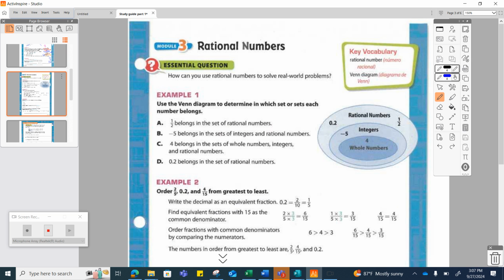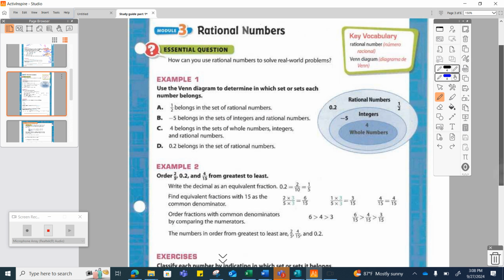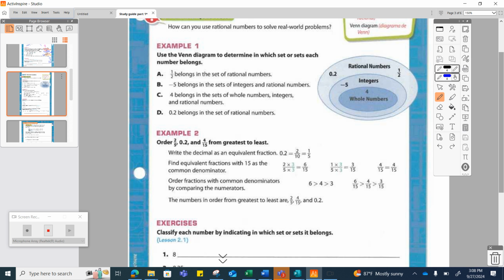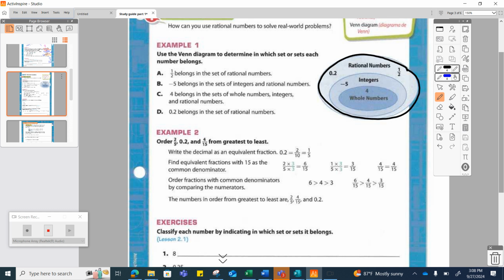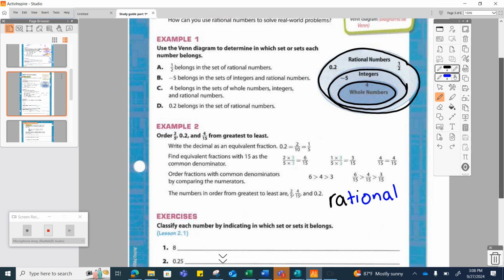Rational numbers, unit 3. Okay, so we talked in class about how we're in this exclusive club of rational numbers. And then in the club of rational numbers, there's a smaller room. That's the integer room. And then an even smaller room of whole numbers. So really everything you're going to see is a rational number. We don't really get into irrational numbers till 8th grade, okay?